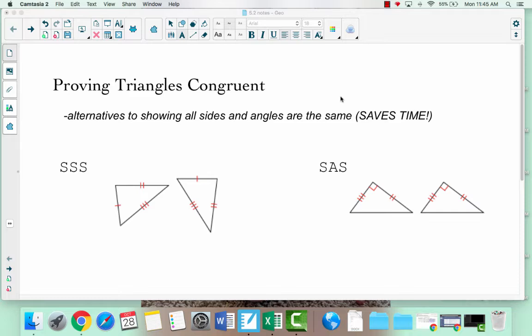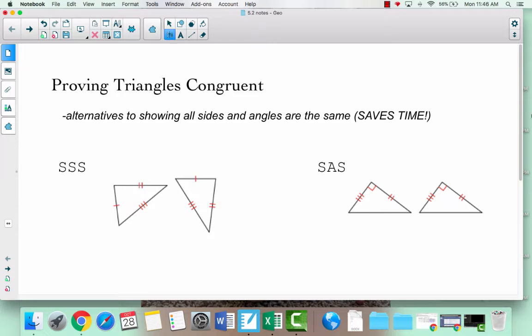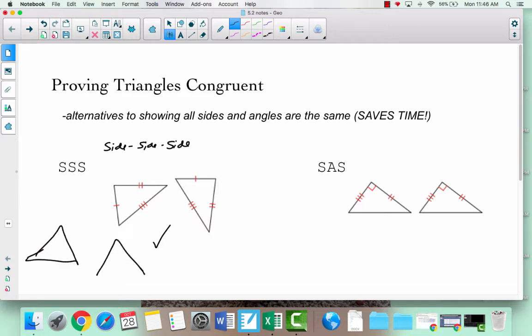There are going to be four that we're going to be focused on today, and I've listed the first two here for you. The first one is side, side, side. That's what the S's here stand for. So I'll write this out. Side, side, side. And what that means is if you can show every set of sides is equal to each other, then automatically we'd know that these triangles are congruent. And if I gave you measurements, that might look something like this. Maybe the sides are 4 and 4, 5 and 5, and maybe this side is 8. Okay. So here would be two congruent triangles because every side is matching another side.